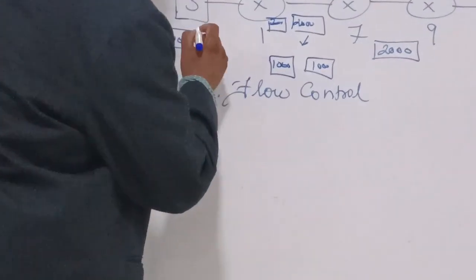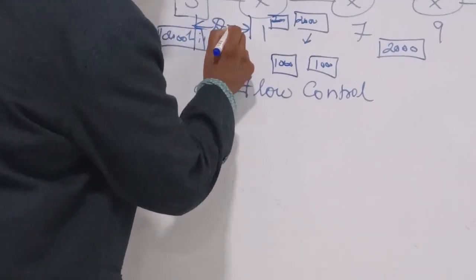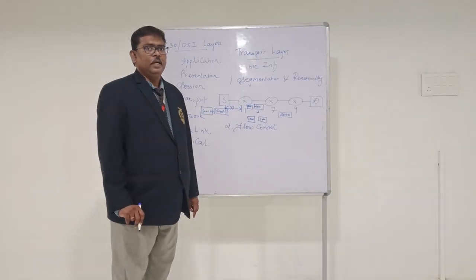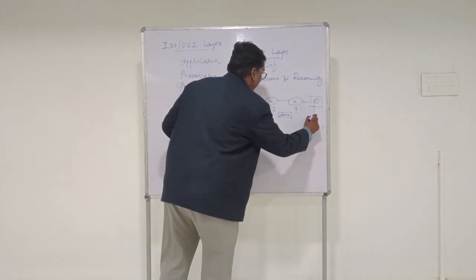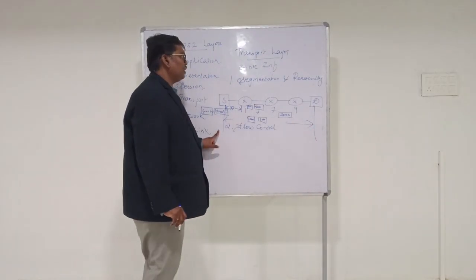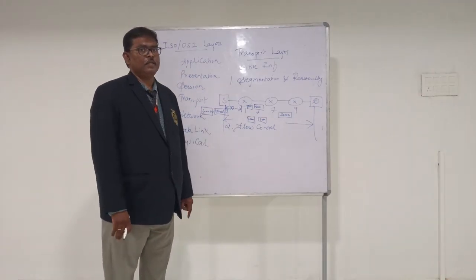From source to router 1, the flow control is the responsibility of the data link layer. But from source to destination, the flow control is the responsibility of the transport layer. In a similar way, error control is also end to end.